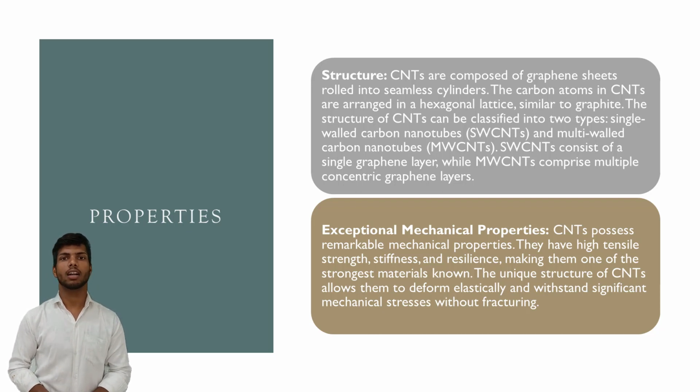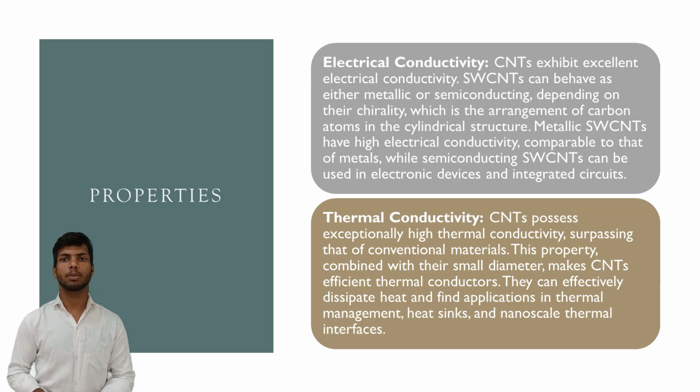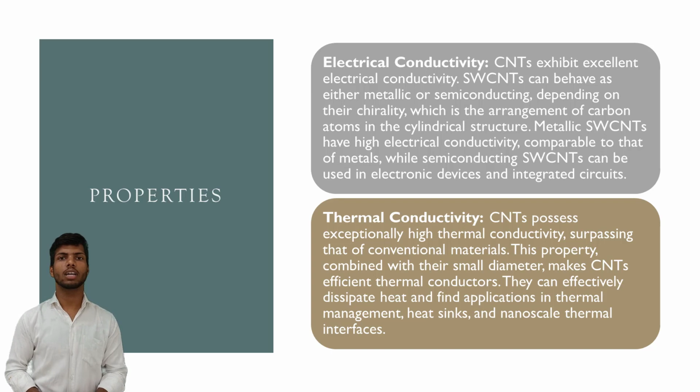The second property is exceptional mechanical properties. The tubes have extraordinary mechanical properties like high tensile strength, stiffness, and resilience, which make them one of the strongest materials known. Now we move towards the third property, which is electrical conductivity. Carbon nanotubes have excellent electrical conductivity. Single-walled carbon nanotubes can behave as either metallic or semiconducting depending on their chirality.